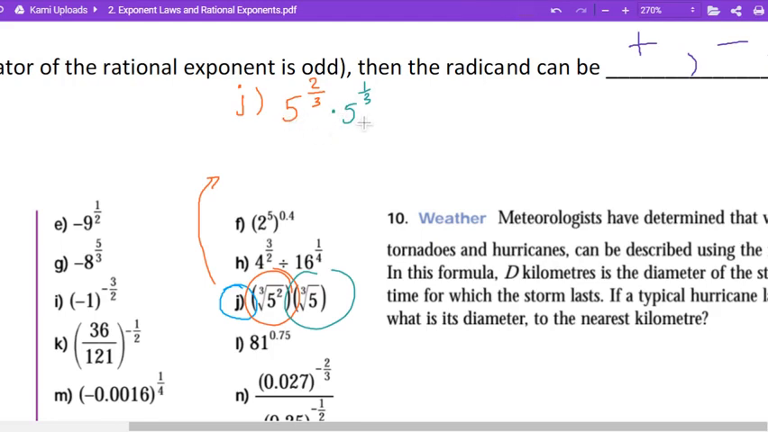And look, we're multiplying the two bases, so that means we're going to add the two exponents: 2 over 3 plus 1 over 3. When we're adding, we just make sure we have a common denominator. 3 over 3 simplifies to 5 to the power of 1, or just 5. So that is the value of J.